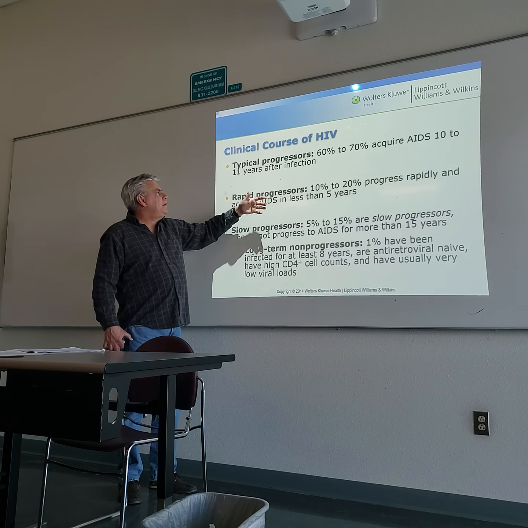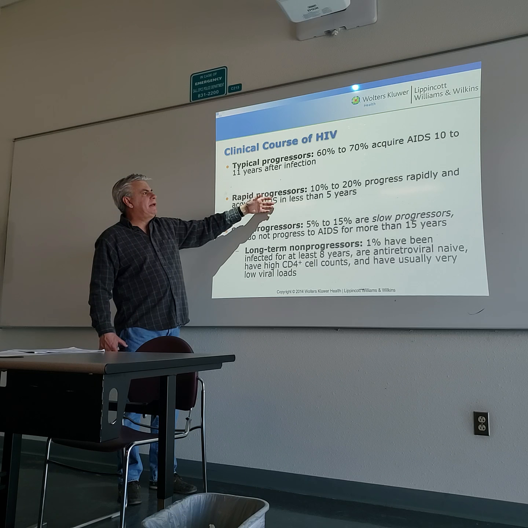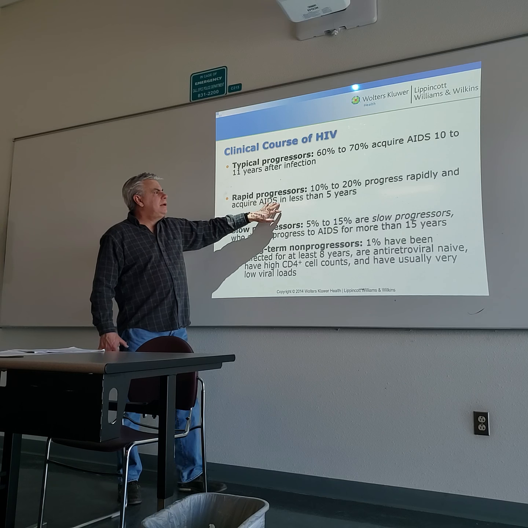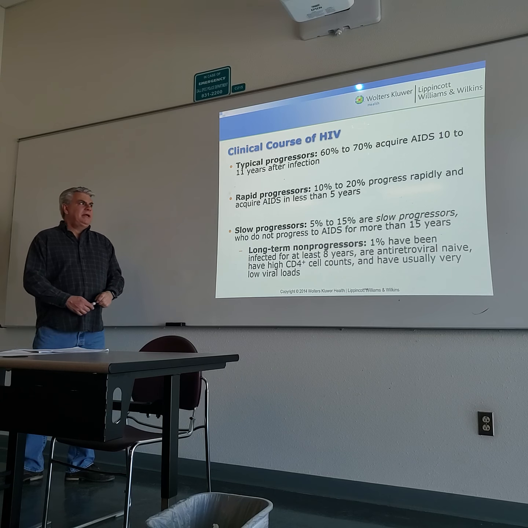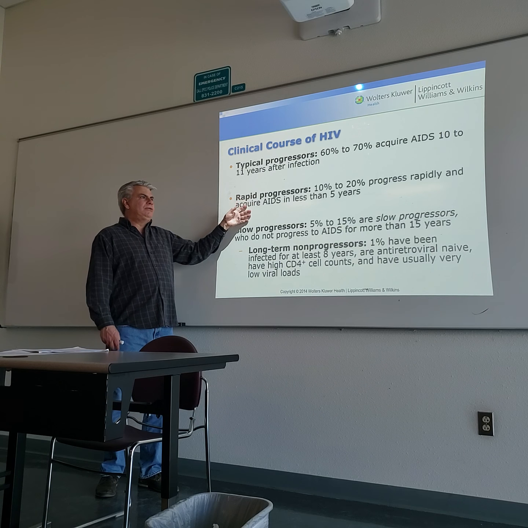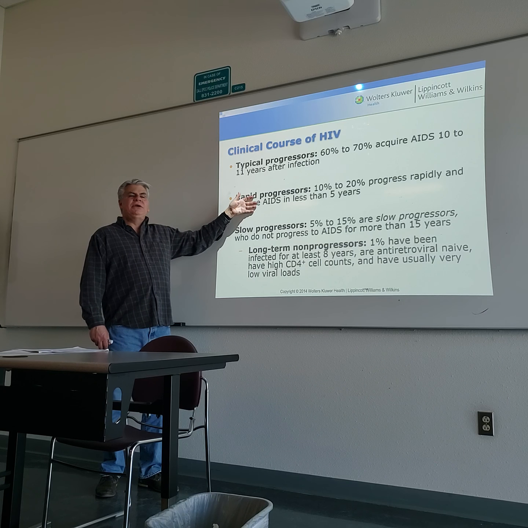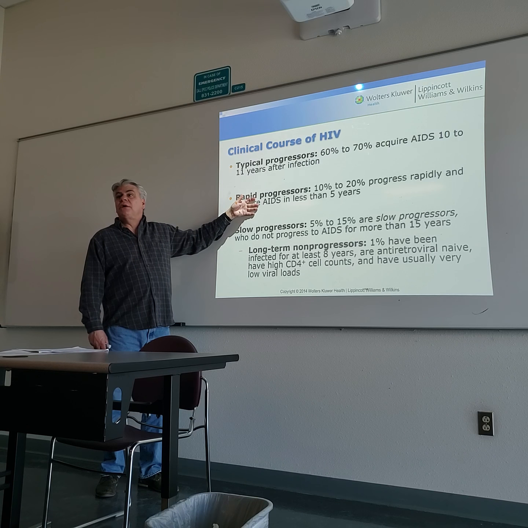You have the rapid progressors, which is about 10 to 20%. They come down with full-blown AIDS in less than 5 years. These are all untreated, right? These are all untreated. And these are people who probably already have some sort of genetic difference in their immune system, so their response is not quite as potent.